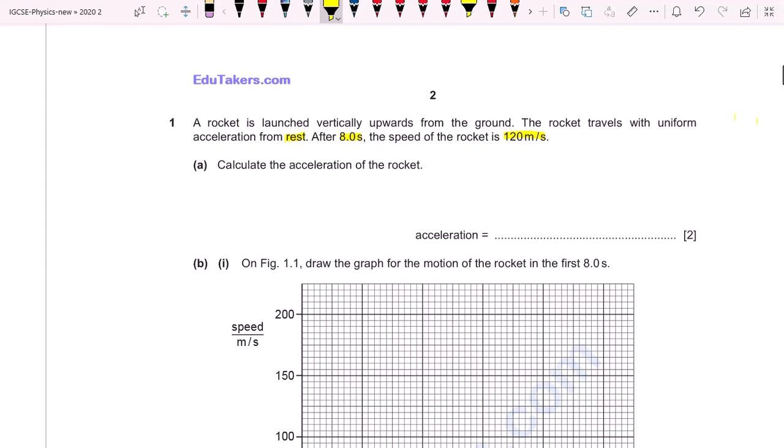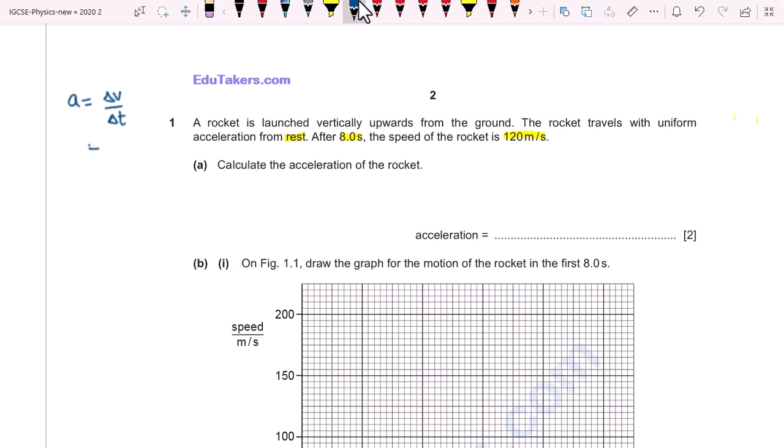Part A. Calculate the acceleration of the rocket. Here we have to calculate the acceleration of the rocket. We know that acceleration is the gradient of velocity, or it may be defined as the rate of change of velocity of a body. So, I just write here, acceleration will be equal to delta V over delta T. Here delta V represents the change in velocity and delta T is time.